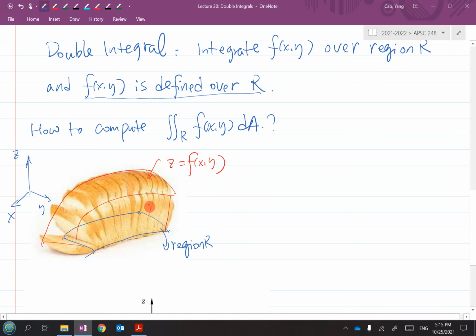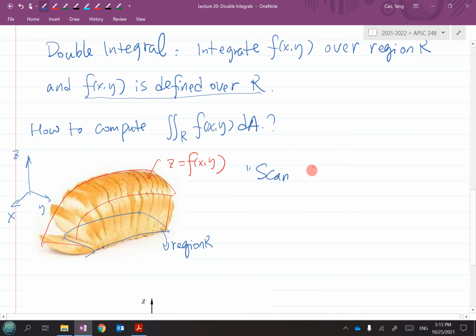So since it's already sliced, we might actually be able to find the volume by finding the volume of all the slices, and then you add them up, then you get a total volume of the loaf of bread. So here's a detailed procedure. I'm going to list the steps, but there's a concept here that I will emphasize many times in the future.